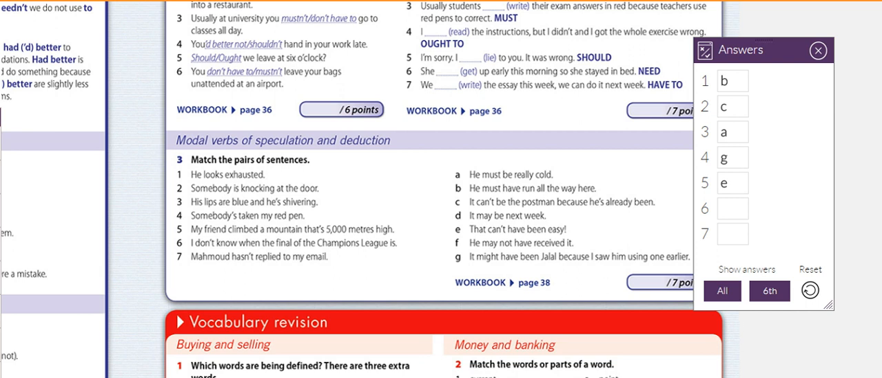Number 6. I don't know when the final of the Champions League is. The answer is letter D. It may be next week. Number 7. Mahmoud hasn't replied to my email. Yes, F. He may not have received it.